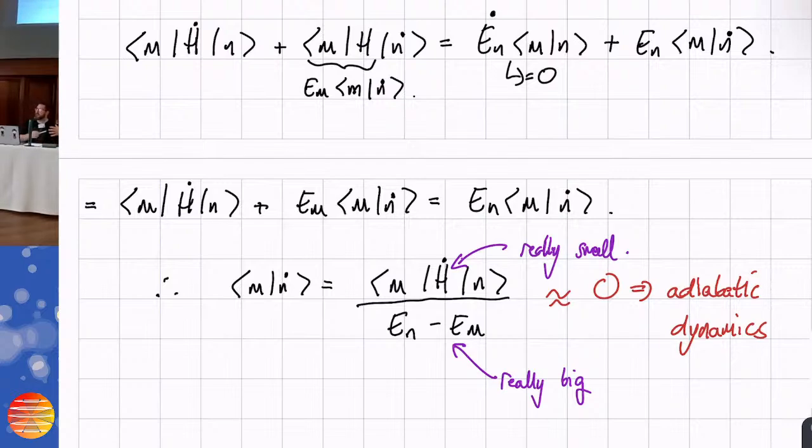So my system, if I started in an eigenstate, it would evolve collecting those adiabatic phases, the geometric phase and the dynamical phase, but it wouldn't leave that eigenstate. If I started in a ground state, it won't leave the ground state manifold.